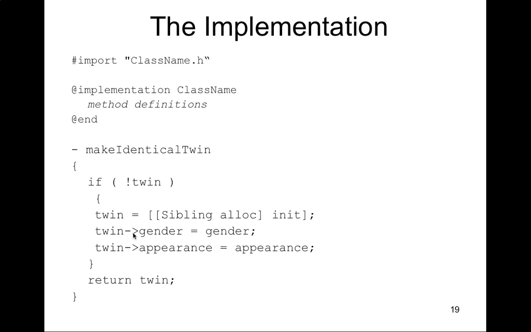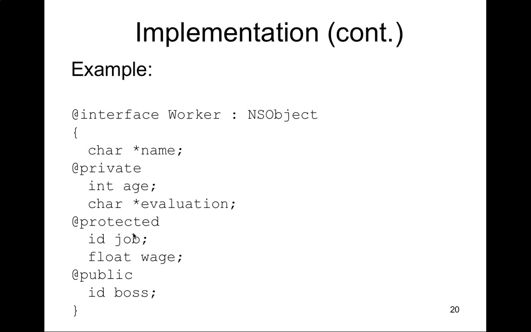So those people who've had C understand what that means. Those people who have Java probably never saw that before. So here's an NSObject. Here's a Worker, an interface that inherits from NSObject. He has a character name. We create a pointer. This is equivalent to a string, actually.